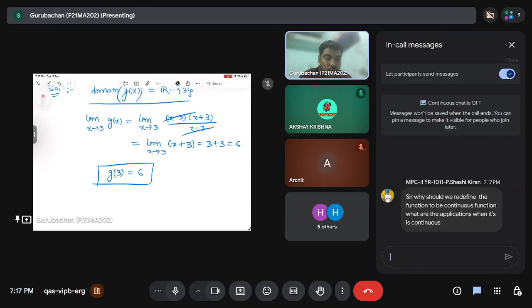Why should we redefine the function to be continuous? Can you rewrite your question? What is your question? Why are we redefining it, or what is the application of redefining it or making it continuous?